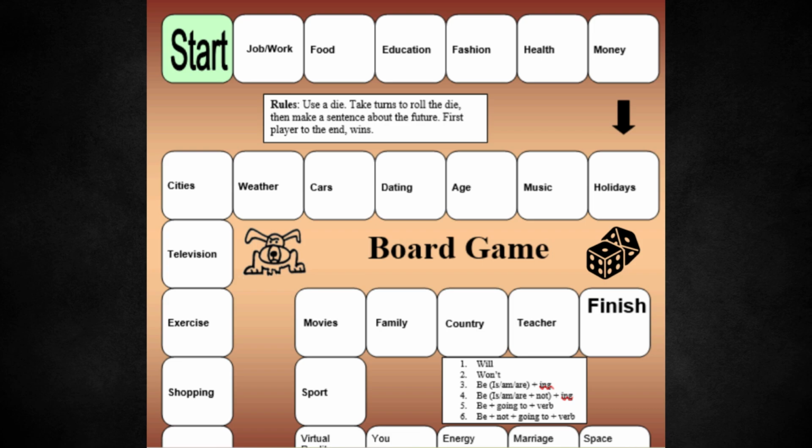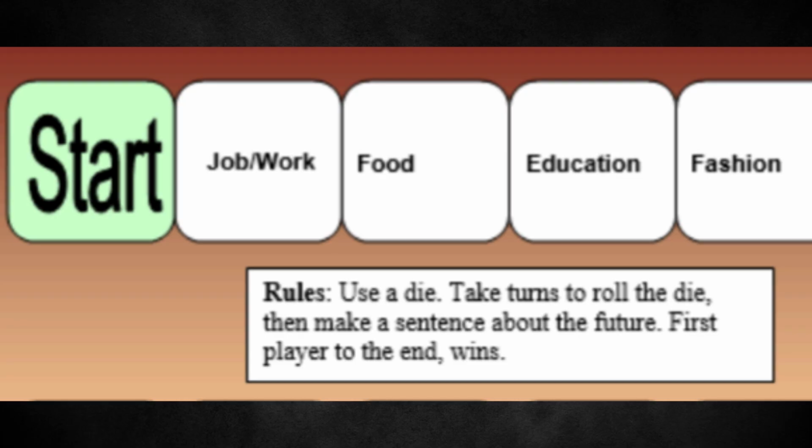Final activity. Here is a board game. Put students into groups and they take turns asking each other a question. So let's say you start over here at start. What job will you do in the future? I will be a baker. What food will you eat tomorrow? I'll eat a pizza. What are you studying tomorrow? I'm studying math. So the students can take turns to ask each other questions so that they can practice.